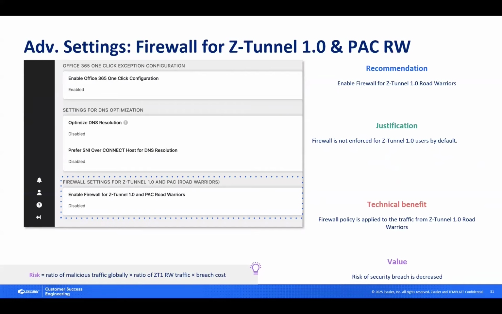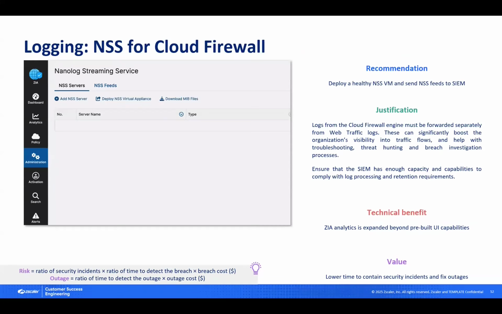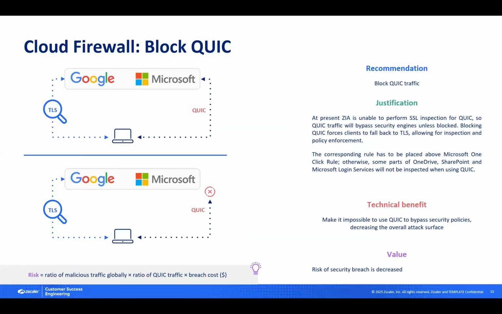Also, under Advanced Settings, you should enable the firewall settings for Zscaler Client Connector 1.0 and Road Warriors setting. Again, this is disabled by default, but should be enabled. Enabling this setting will make sure that firewall policy is applied to these users. Next, you'll need to configure and deploy NSS VMs and send NSS feeds to your SIEM for cloud firewalls separately from web traffic. These logs can significantly boost your organization's visibility into traffic flows and help with troubleshooting, threat hunting, and breach investigation processes. Next, let's take a look at specific recommendations for building firewall policy.